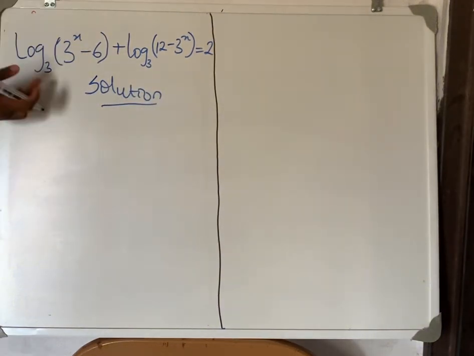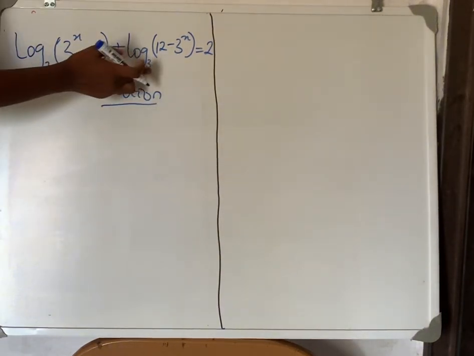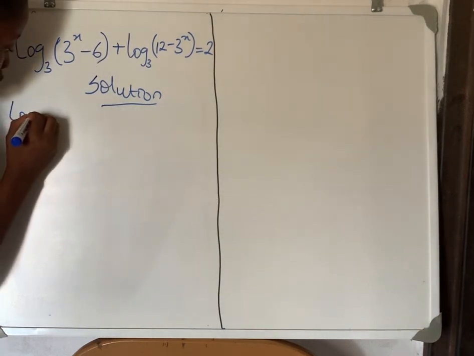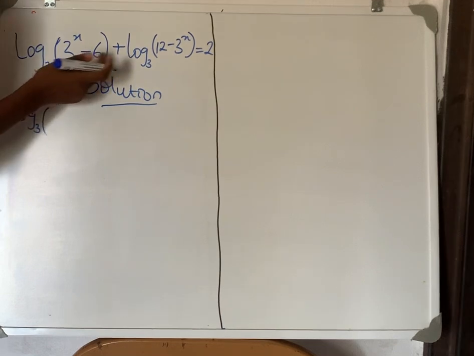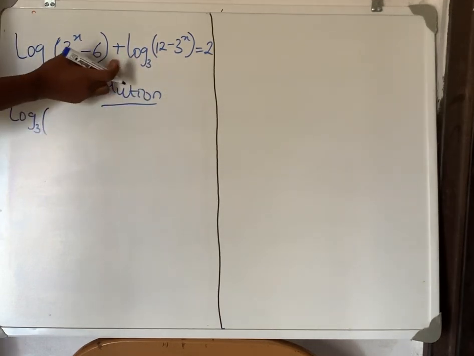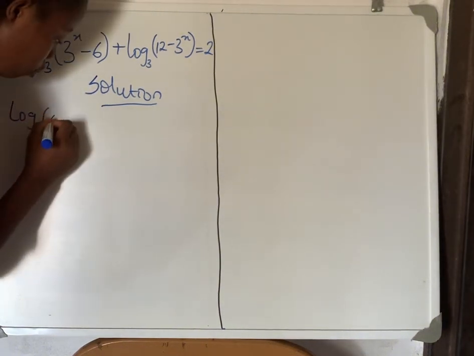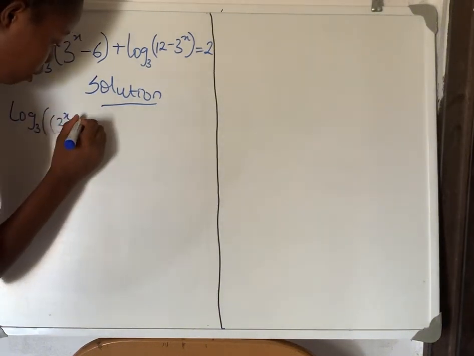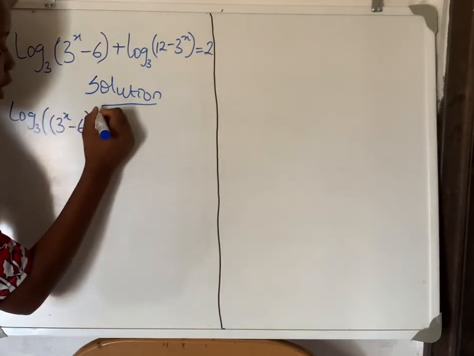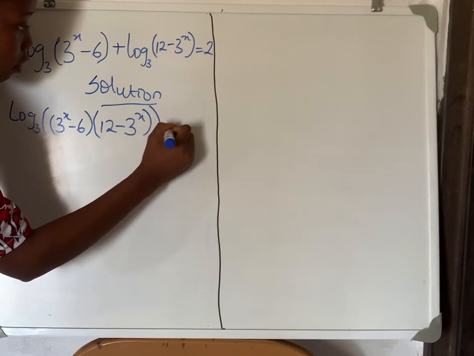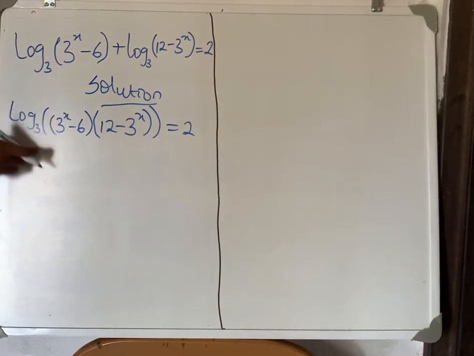This is our solution. Now when you notice, you see that there is log 3 here and there is log 3 here. So let's try to group them together. So we have log 3, open your bracket, this and this. Now, if you notice, there is a plus here, an addition sign. So you automatically multiply. So you have 3 raised to the power of x minus 6, close your bracket, times 12 minus 3 raised to the power of x, close your bracket, is equal to 2. Now, when your log 3 goes here, we have 3 raised to the power of 2.